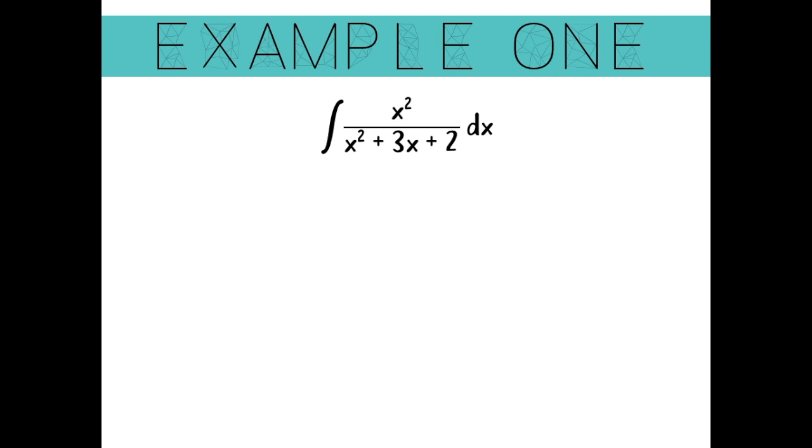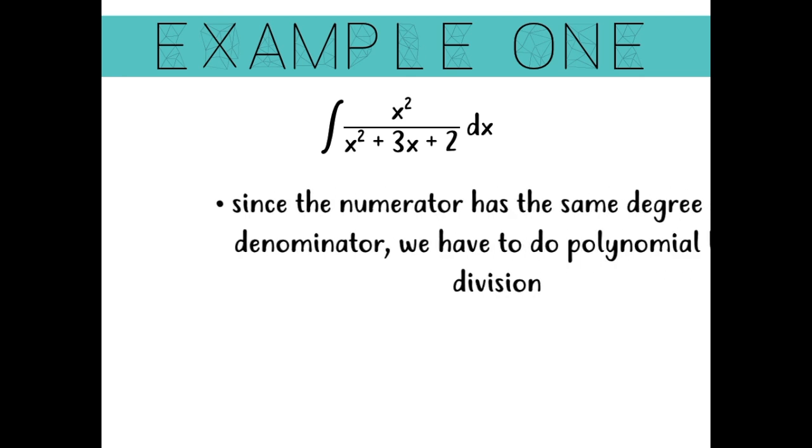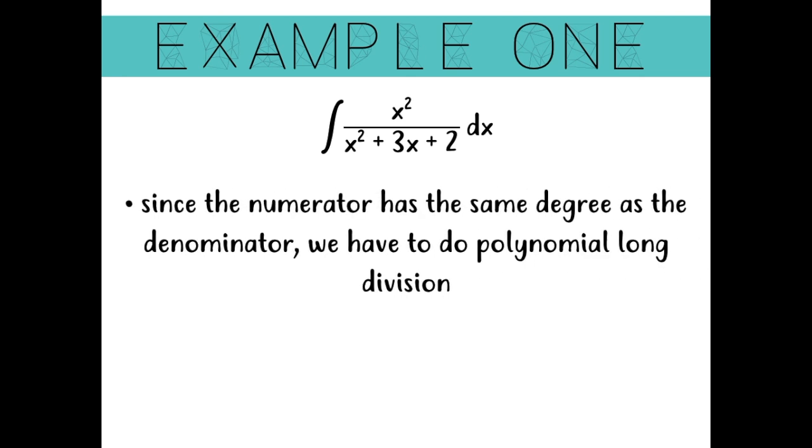Integrate the following fraction, x squared over x squared plus 3x plus 2 dx. Since the numerator has the same degree as the denominator, we first have to do polynomial long division. So this is how we are going to set it up. Notice I put in zeros for my constants.